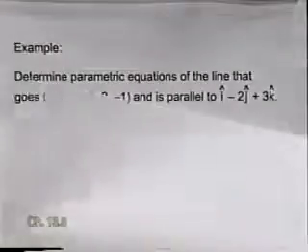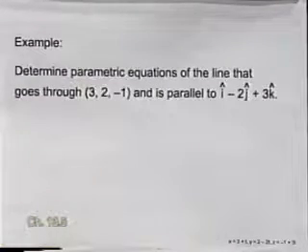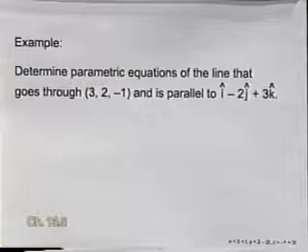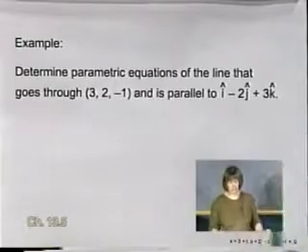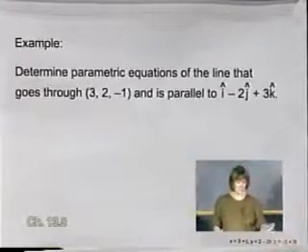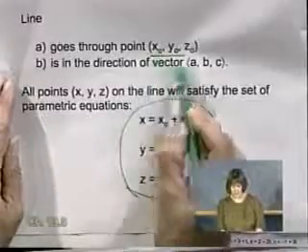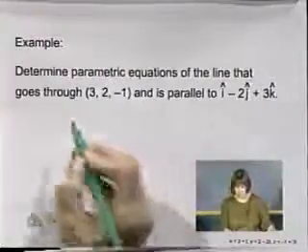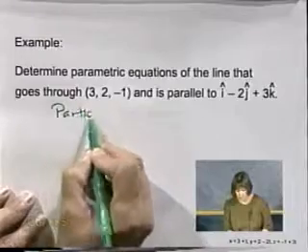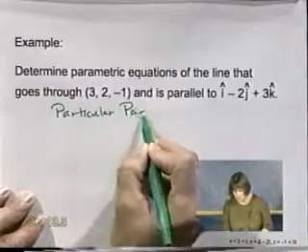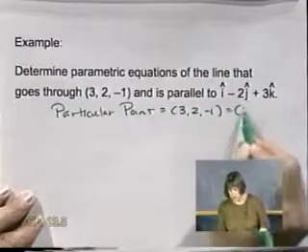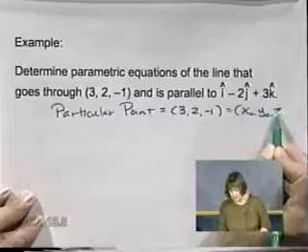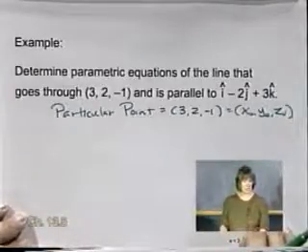Now using those, let's practice a little bit. Let's do this one. Example, determine parametric equations of the line that goes through the point 3, 2, negative 1, and is parallel to the vector i minus 2j plus 3k. So first of all, I say to myself, I need a point. I need a particular point. So what's my particular point? My particular point, which is x naught, y naught, z naught, is 3, 2, negative 1. That's a point that's on the line.